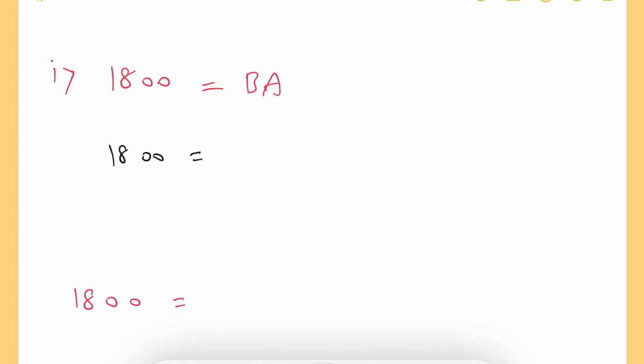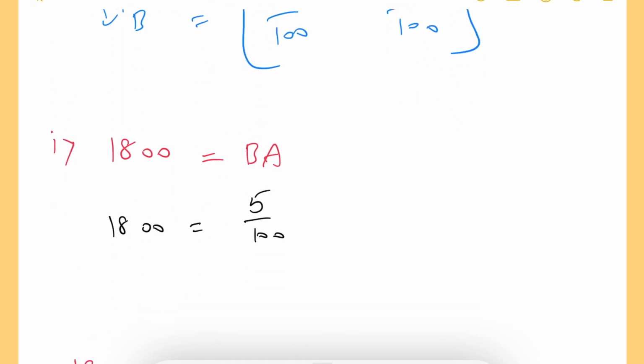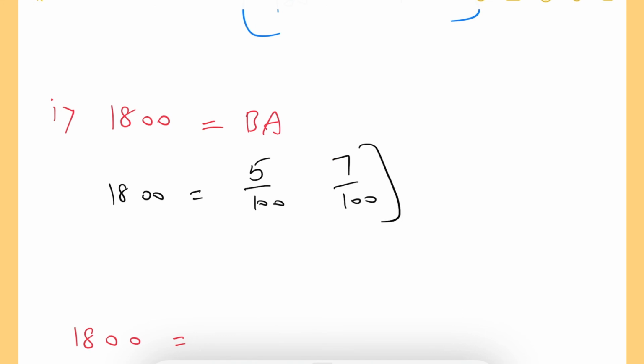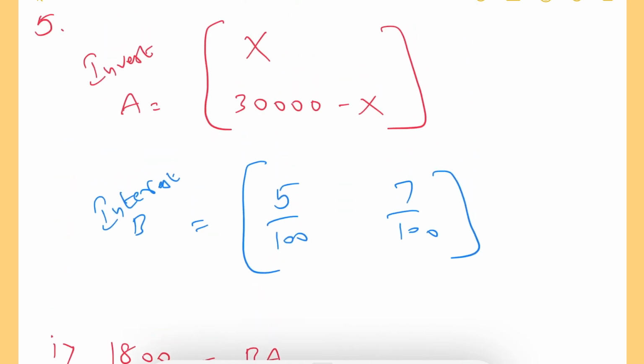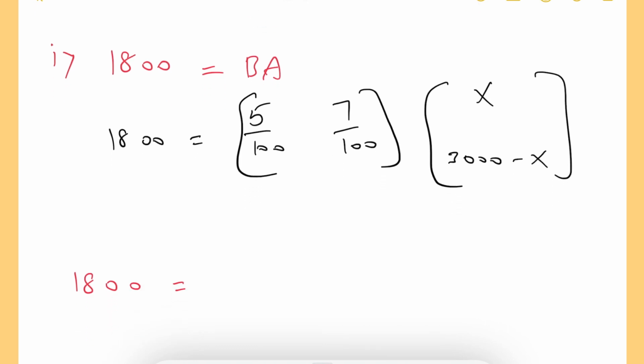So B matrix we have as 5 by 100, 7 by 100, into A matrix we have x, 30,000 minus x. So now if you do like this, then only we will remain with one element in the matrix. Okay, now first row we need to multiply with the first column completely. So that is nothing but 5 by 100 into x plus 7 by 100 into 30,000 minus x.